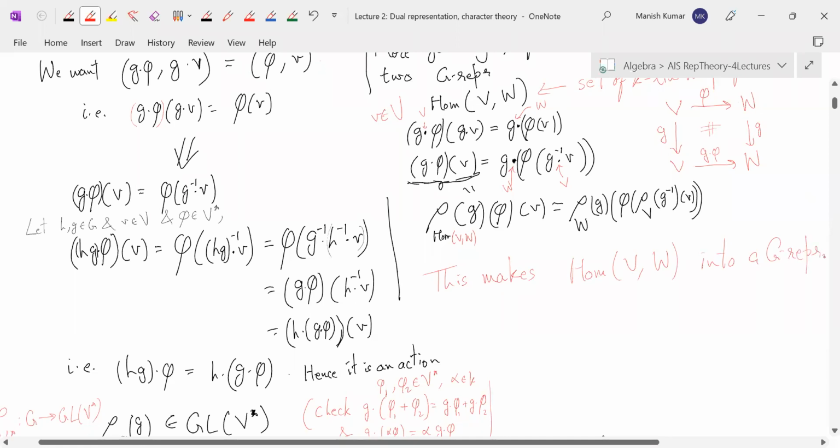So again, you have to check that this rho sub Hom is a group homomorphism. So you have to check that this formula is okay.